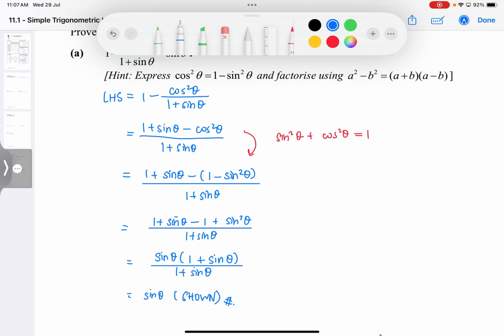Alright? Okay, so you notice that my method actually did not use the hint at all. I didn't use the hint at all. Yeah, so you can actually do it without the hint.